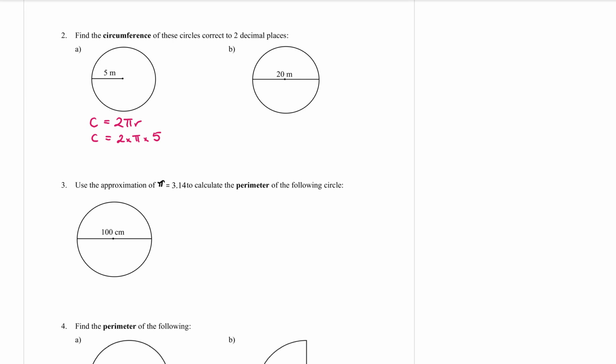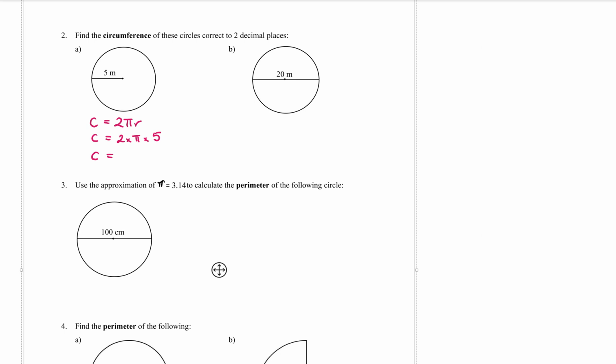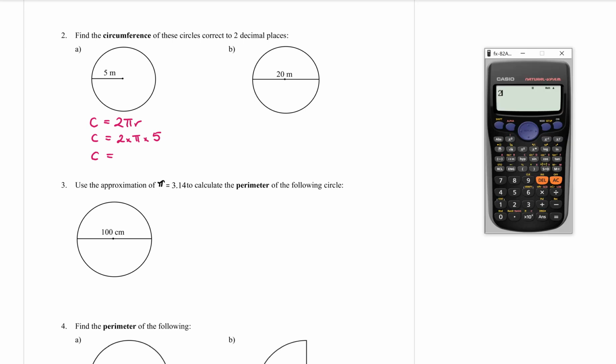Okay, and the next thing to do is to use your calculator to work out what that is equal to. So here is the calculator. So we go 2 times, now to get pi on your calculator, you press the shift button and then this times 10 down the bottom, and you'll see the pi symbol come up. So 2 times pi times 5, and press equals.